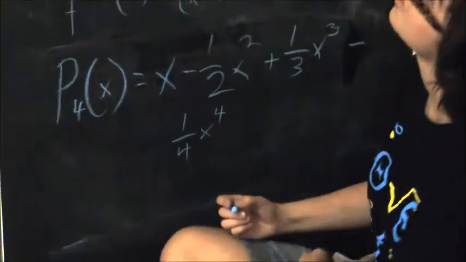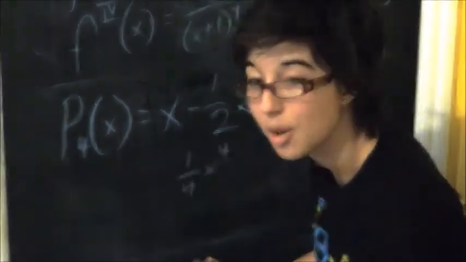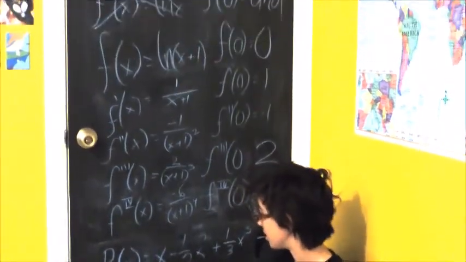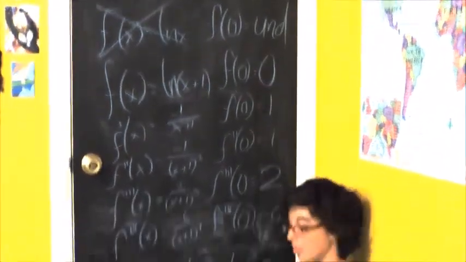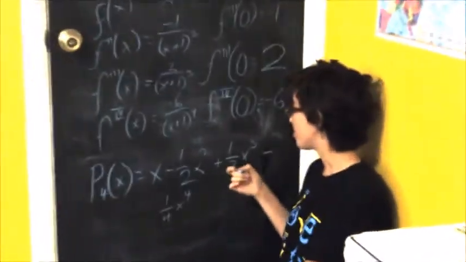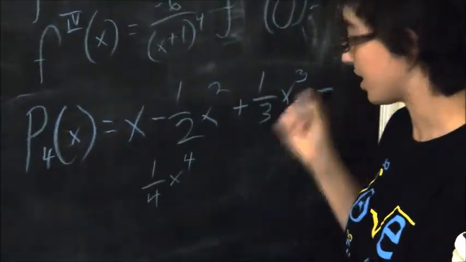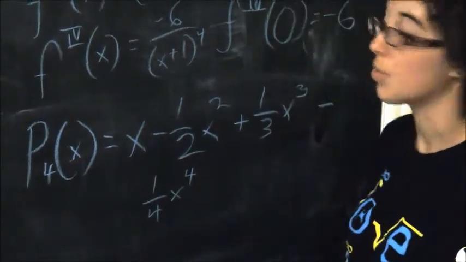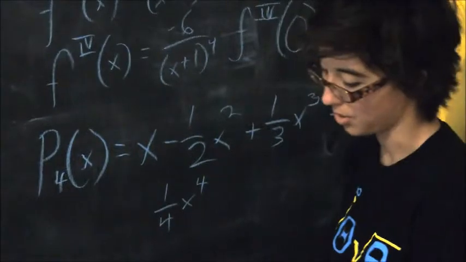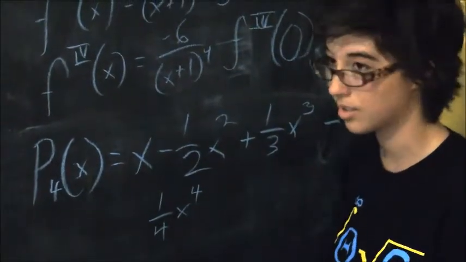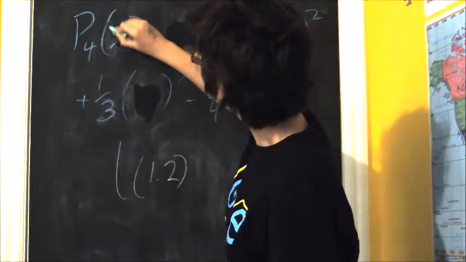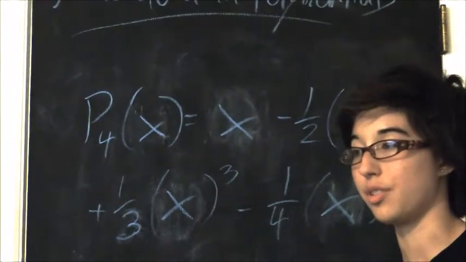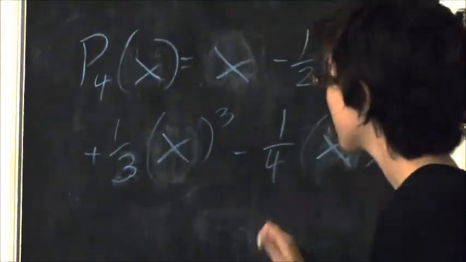Ta-da! So now we know that the Maclaurin polynomial of f of x equals ln of x plus 1 is x minus 1/2 of x squared plus 1/3 of x cubed minus 1/4 of x to the 4th. And we can use these polynomials in order to approximate numbers. This is the Maclaurin polynomial we just found.